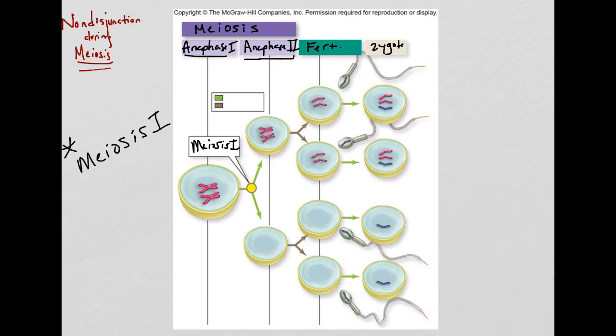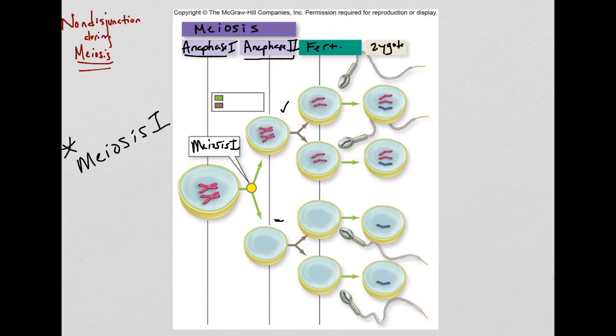Now they're not showing all of the chromosomes. They're only showing the pair that doesn't split. Okay, so this pair didn't split, so this cell ended up getting both of the homologous chromosomes, a pair of homologous chromosomes, and this cell didn't get any. Or at least didn't get any of that pair. It got all the other ones that it was supposed to get. It didn't get that pair.